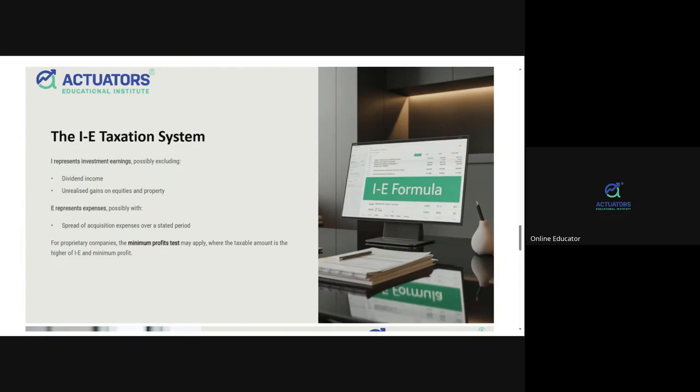So last that I remember, we were talking about the I minus E taxation system, right? And there we talked about how I minus E is basically two things. Shareholder profit, and the other part of I minus E is basically shareholder plus policyholder profits. Exactly. So shareholder profit plus policyholder profit totals to I minus E, investment returns minus expenses. Right.